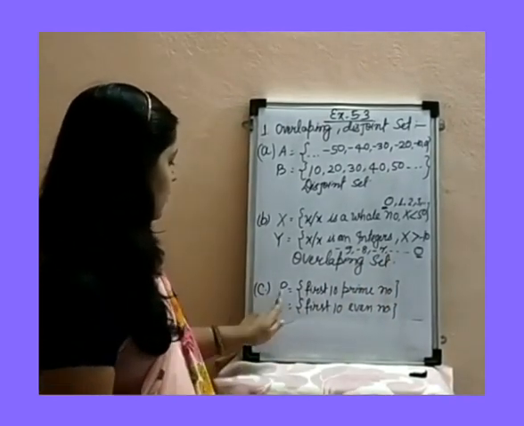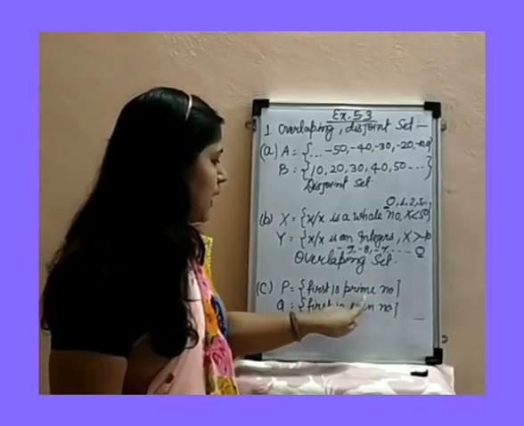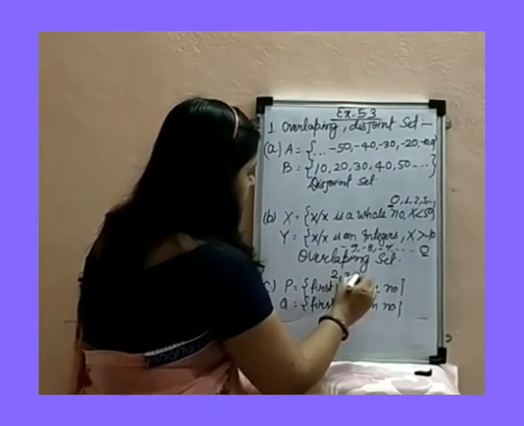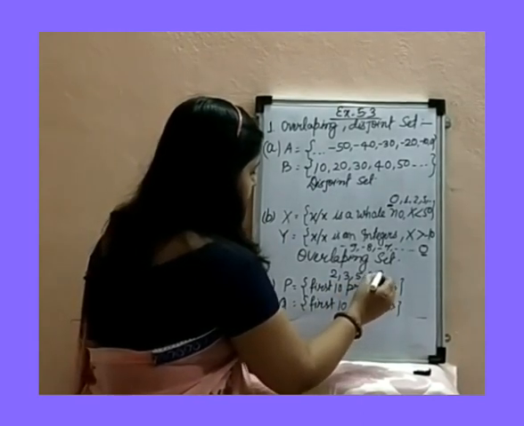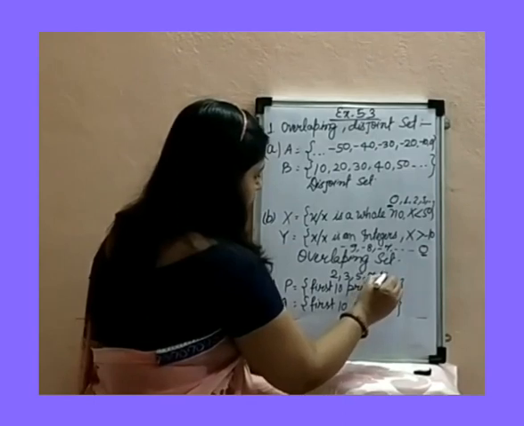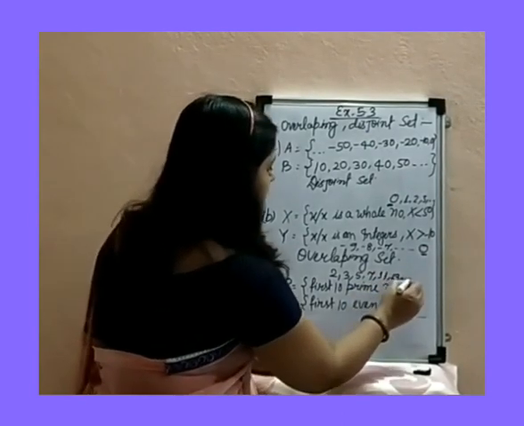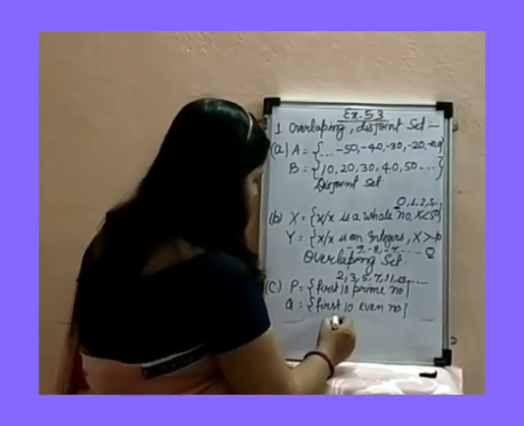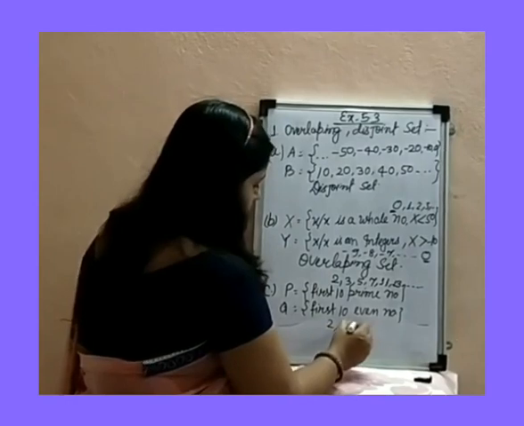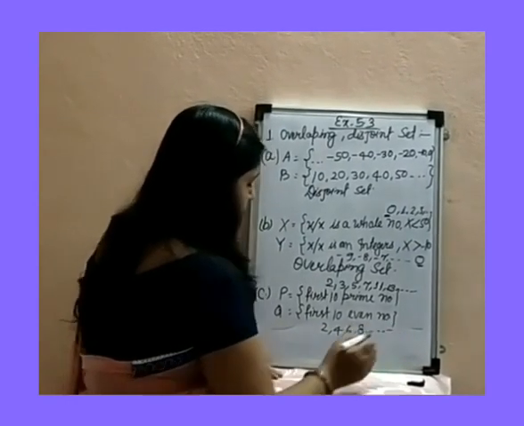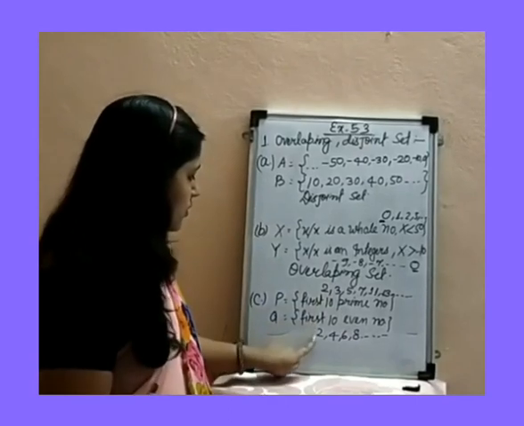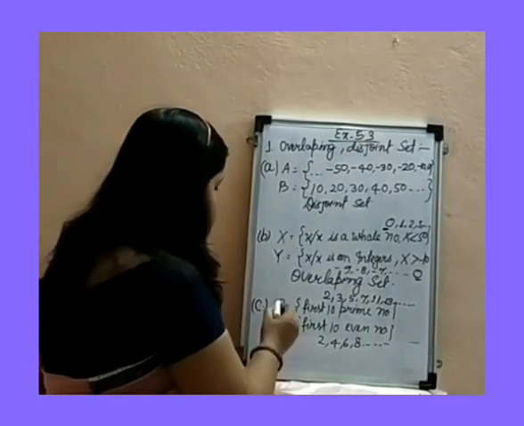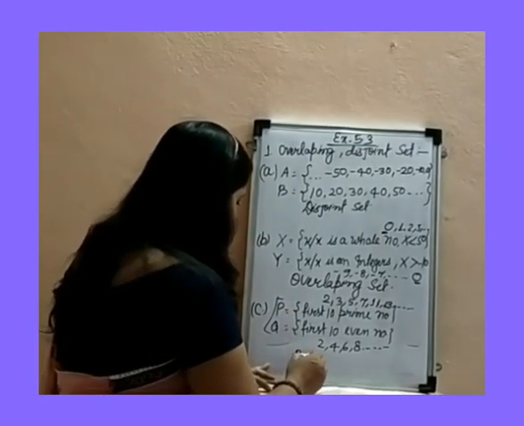Now see, P is equal to the first 10 prime numbers. First 10 prime numbers means 2, 3, 5, 7, 11, 13, and Q is equal to the first 10 even numbers. So 2, 4, 6, 8. Here 2 is in common. Element 2 is common in both set P and set Q. So both sets are overlapping sets.